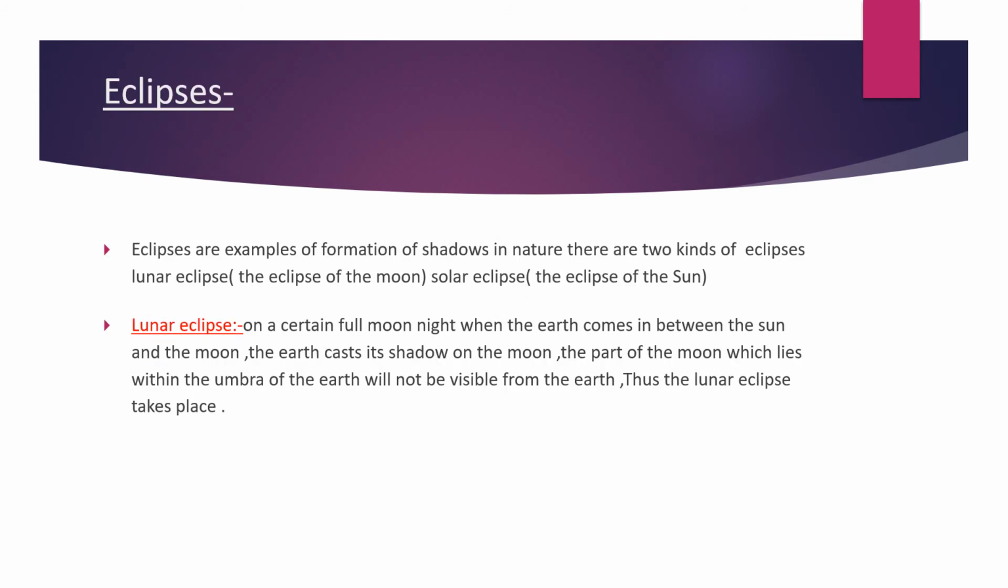Eclipses. Eclipses are examples of formation of shadows in nature. There are two kinds of eclipses: lunar eclipse and solar eclipse. Lunar eclipse. On a certain full moon night, when the earth comes in between the sun and the moon, the earth casts a shadow on the moon. The part of the moon which lies within the umbra of the earth will not be visible from the earth, thus a lunar eclipse takes place.